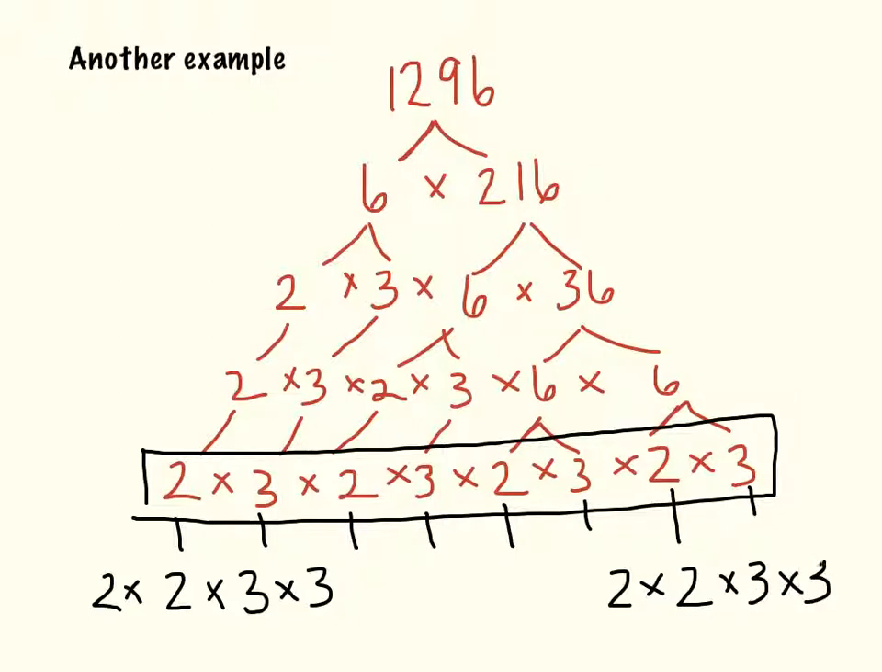So now we have two equal groups of 2 times 2 times 3 times 3, which of course is 36. So the square root of 1,296 is 36.